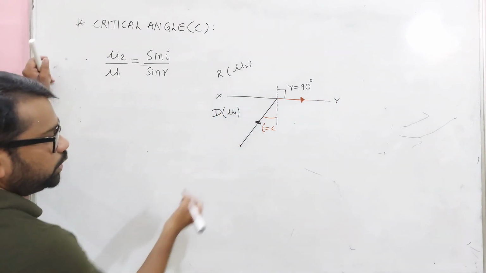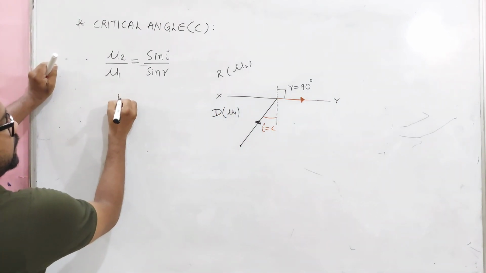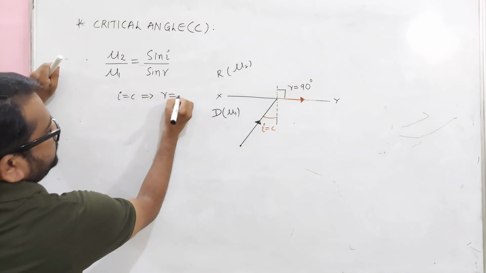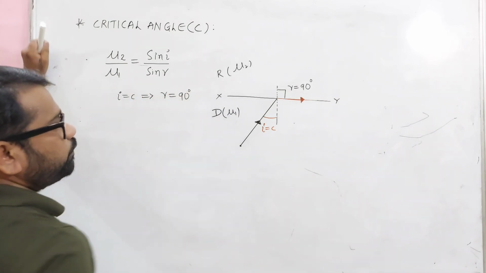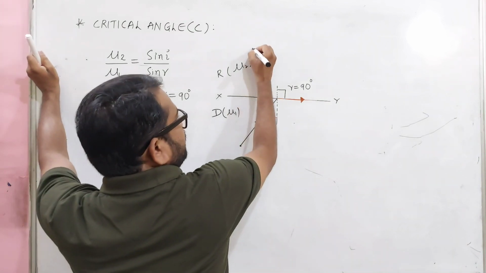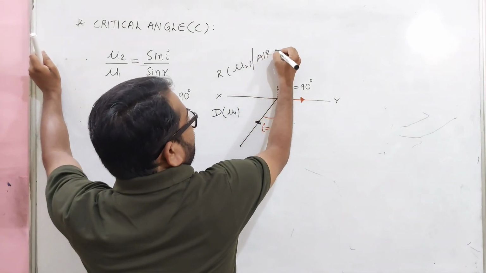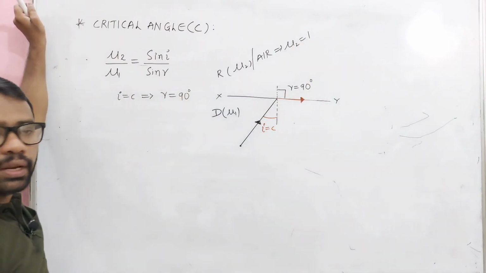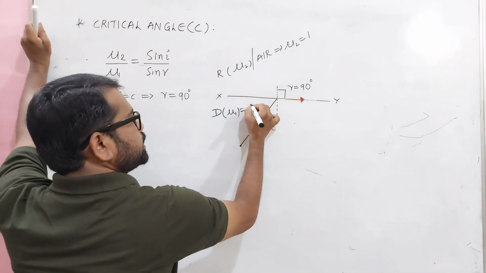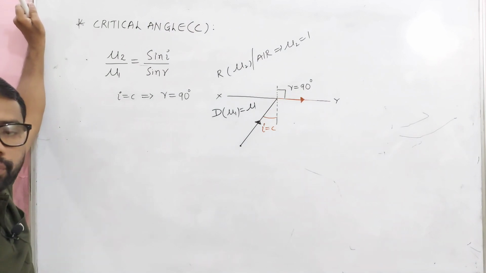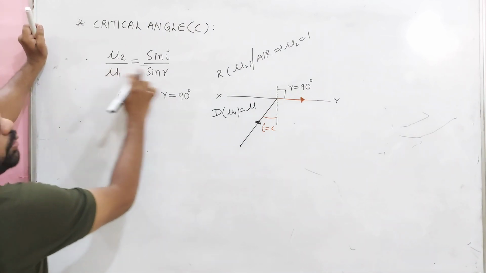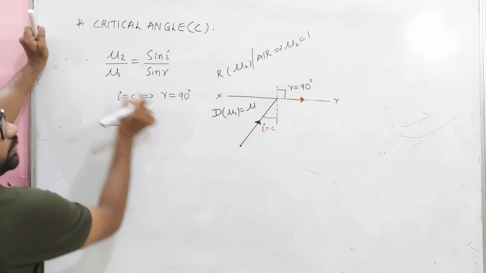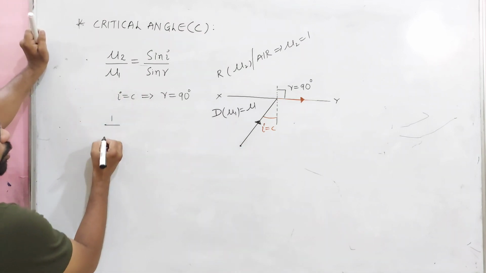But dear children, look here. In this case, i is equal to c, and as i is equal to c here, r is equal to 90 degrees. Let us say the rarer medium is air. Then obviously mu2 is equal to 1. Let us take mu1 as mu only. Now substitute. So mu2 is equal to 1, and the refractive index of the denser medium is mu only.